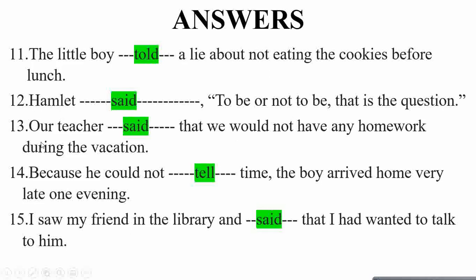Question 13. Our teacher said that we would not have any homework during the vacation. When you have no indirect object, just straight jump into the word say, and accordingly, since it's about the past, we'll make the adjustment of the tense as well.